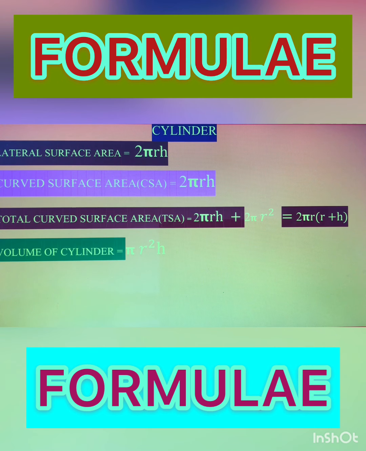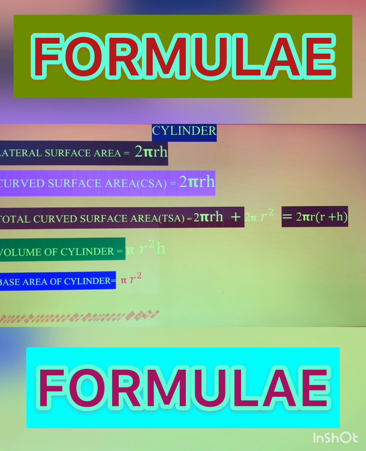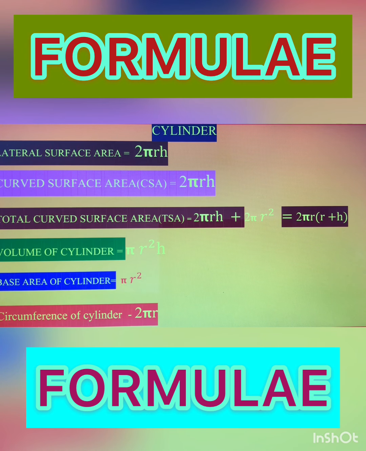Now volume of cylinder is pi r square h. So keep in your mind what is the volume, pi r square h. Now the base area of the cylinder, keep in mind, that is pi r square, because always the base is in circular form. Now circumference of the cylinder, this is 2 pi r.